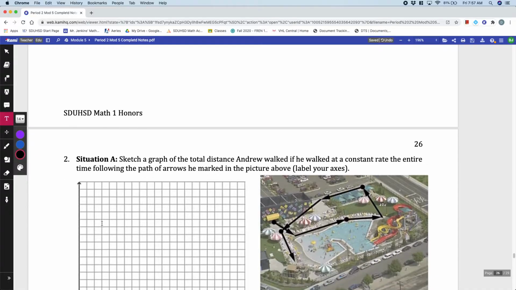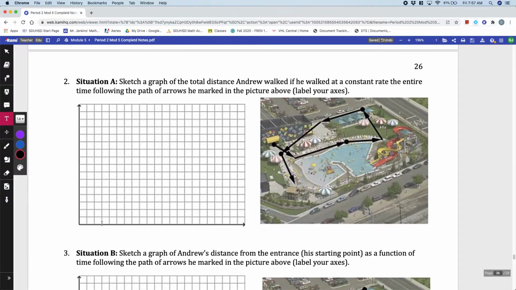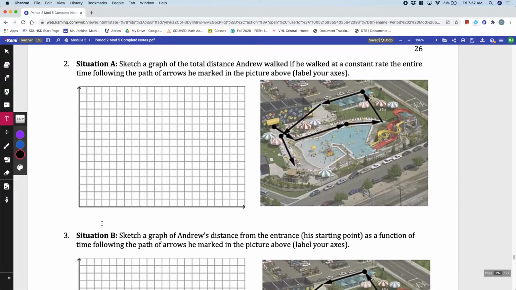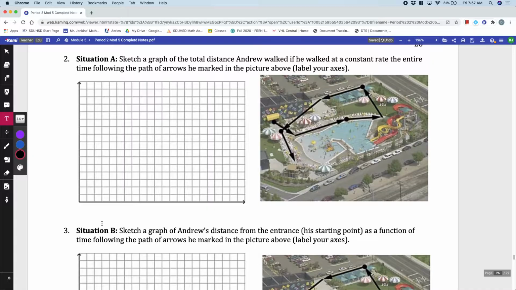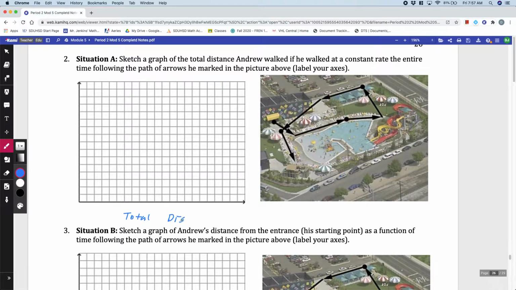So now we're going to look at several different situations here. It says, sketch a graph of total distance Andrew walked if he's walking at a constant rate the entire time, following the path of arrows. So all it wants to know is total distance. Not his location relative to anything, but just his total distance. Oops, and I already did this wrong.